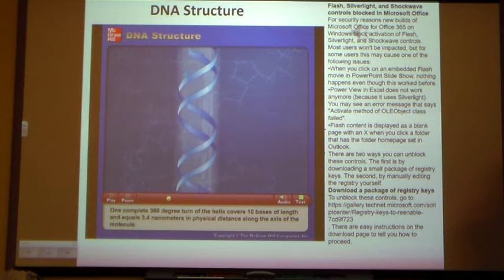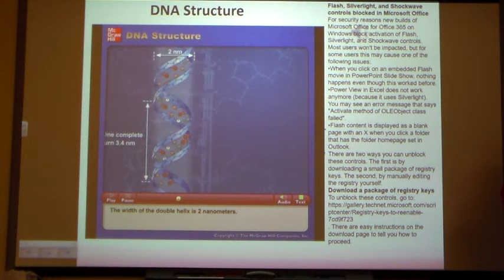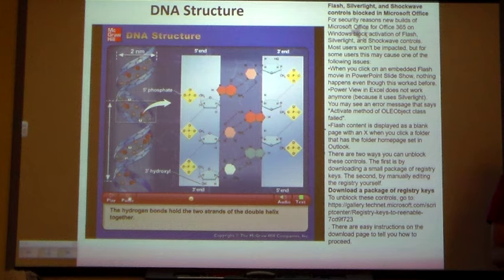One complete 360-degree turn of the helix covers 10 bases of length and equals 3.4 nanometers in physical distance along the axis of the molecule. The width of the double helix is 2 nanometers. The nucleotide bases are attached inside each backbone of the molecule so that the nucleotides in one helix or strand are hydrogen bonded to the bases in the other helix or strand. The hydrogen bonds hold the two strands of the double helix together.